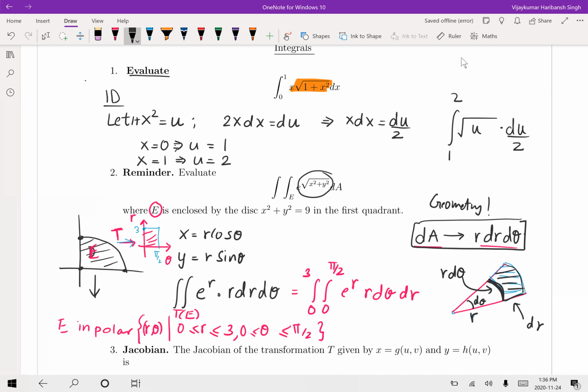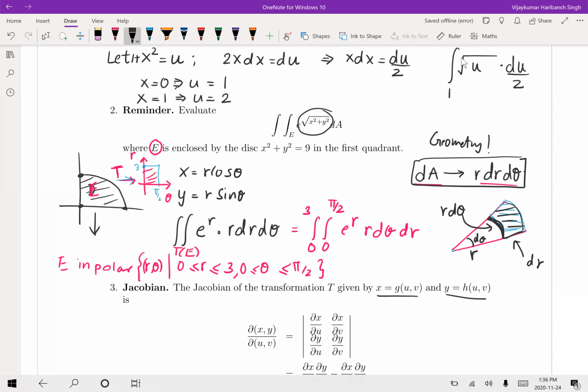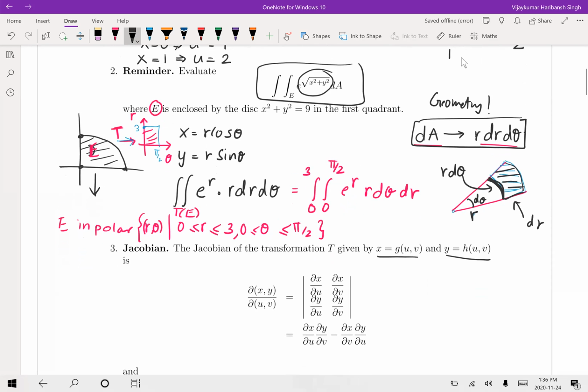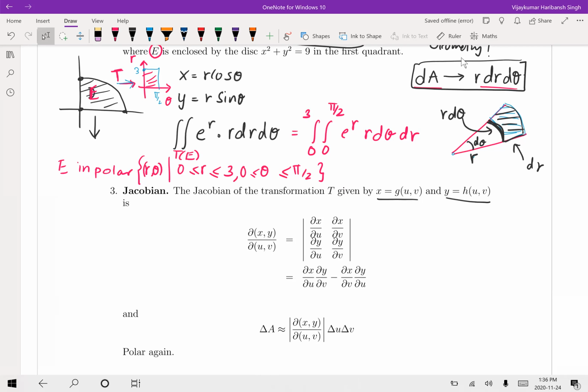Now, what if instead of this polar transformation, x equals r cos theta, y equals r sine theta, I have a general transformation, x equals some function, say g of u, v, and y equals h of u, v. Then if I do such a transformation, how will my integral transform? Okay, so for that, let me introduce a new object here, the Jacobian of the transformation.